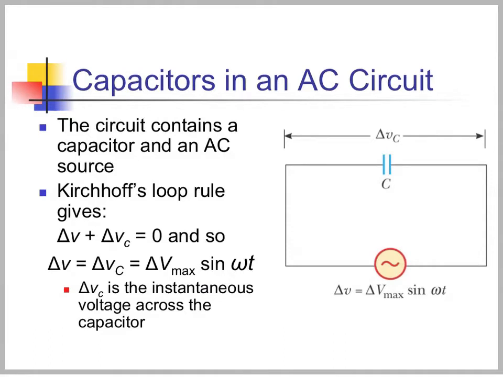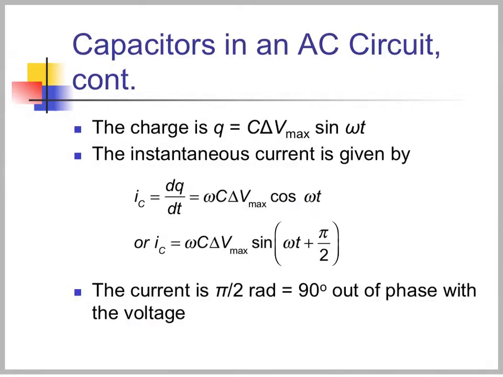So in this case, we use Kirchhoff's rule again, say the delta V of the power source plus delta V across the capacitor is 0. And delta V is equal to delta V of the capacitor, which is going to be delta V max sine omega t, where delta V sub c is the instantaneous voltage across the capacitor. The charge on the capacitor, Q, is CV, so that's going to be C V max sine omega t.